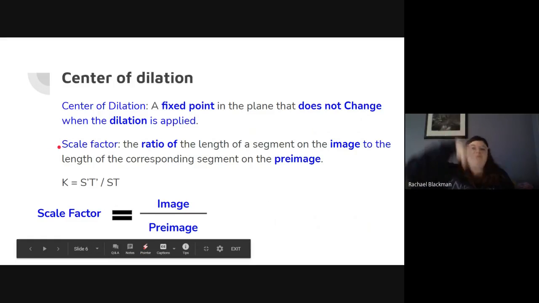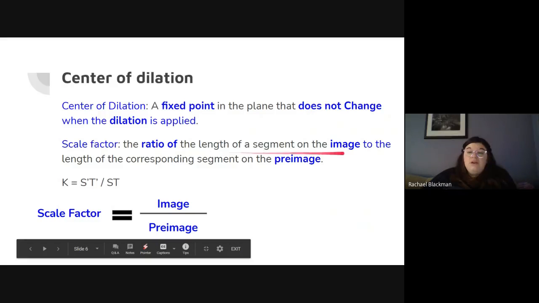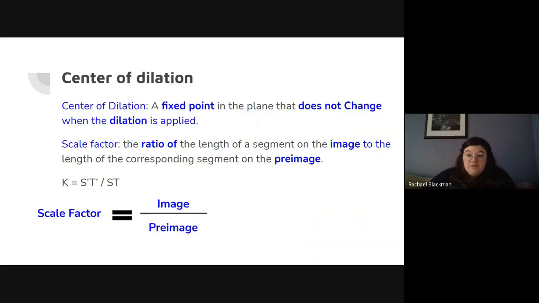When we dilate or when we stretch or compress something, we need a scale factor, right? I kept saying multiply by a number greater than 1, or less than 1 but greater than 0, right? We need some sort of scale factor. To find the scale factor, if you were given an image and a pre-image, you would just need to take the ratio of the length of a segment on the image to the length of the corresponding segment on the pre-image. Again, what I have in blue is really what you need to write down. So a scale factor is the ratio of your image to your pre-image. All right. Take a second, pause if you need to.